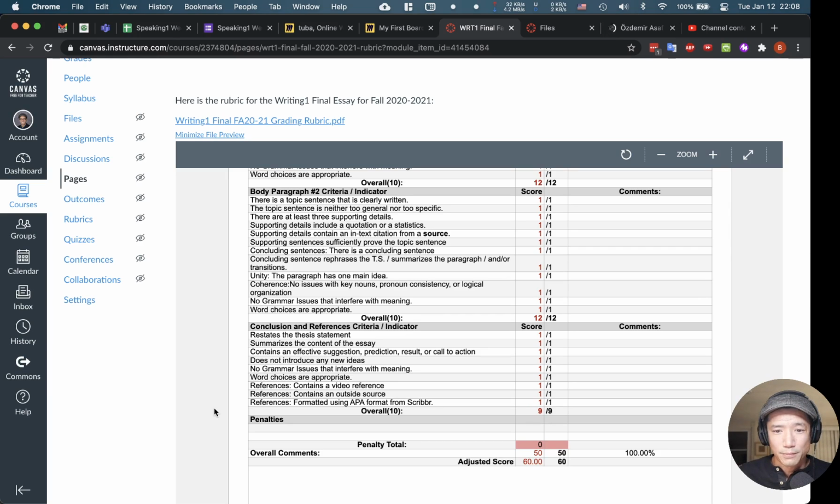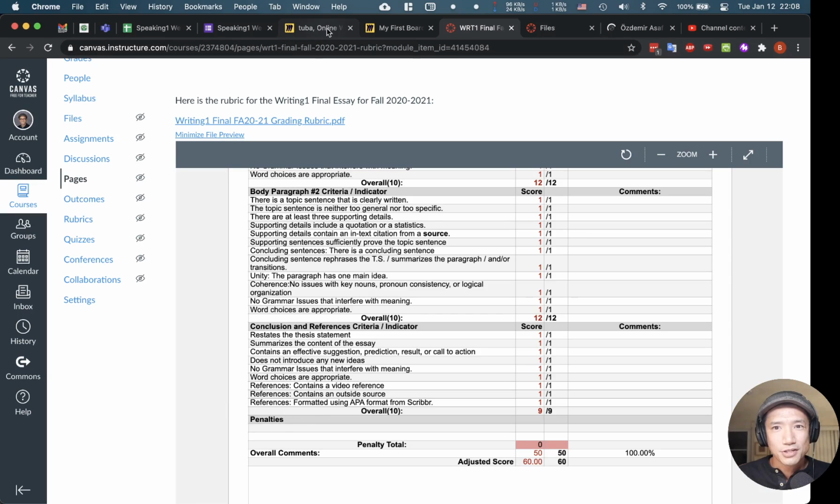So the total points for my rubric is 50. It'll be adjusted to 60% using the power of math and percentages, and that percentage will be used for your overall grade. That's how I submit the grades, based on the percentage for your final. Okay. And I think that's it about this.